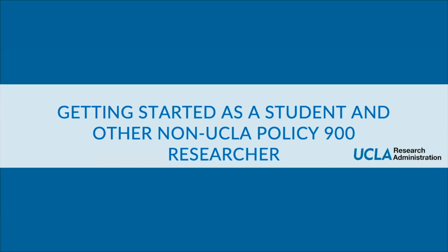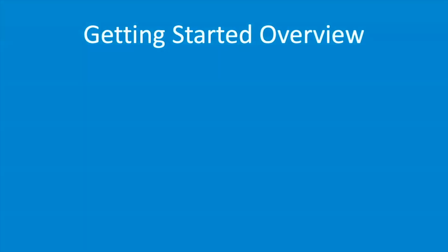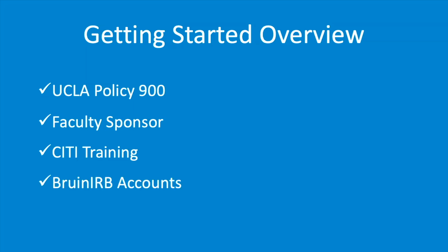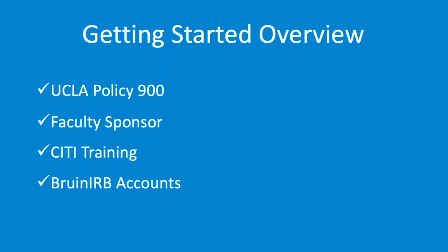This video covers the first few steps for getting started with the IRB process as a new researcher not covered by UCLA Policy 900, meaning you are either a student, staff, resident, fellow, or other classification at UCLA. This video will cover the requirements under UCLA Policy 900, the role and requirements of faculty sponsors for non-policy covered researchers, the required training to conduct research at UCLA, and instructions for obtaining a Bruin IRB account. The process for creating a new IRB application is covered in a separate video.